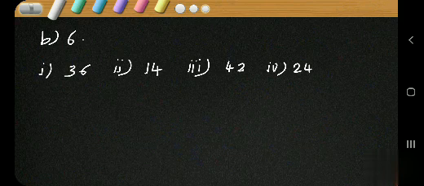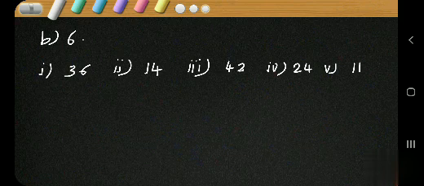Okay. Let's note down the numbers. First number is given as 36 and the second number is given as 14. Third number is given as 42 and fourth number is given as 24 and the fifth number is given as 11. So let's check. We have to check whether the given numbers are multiples of 6 or not, or in other words, whether the given numbers are there in 6 table or not.